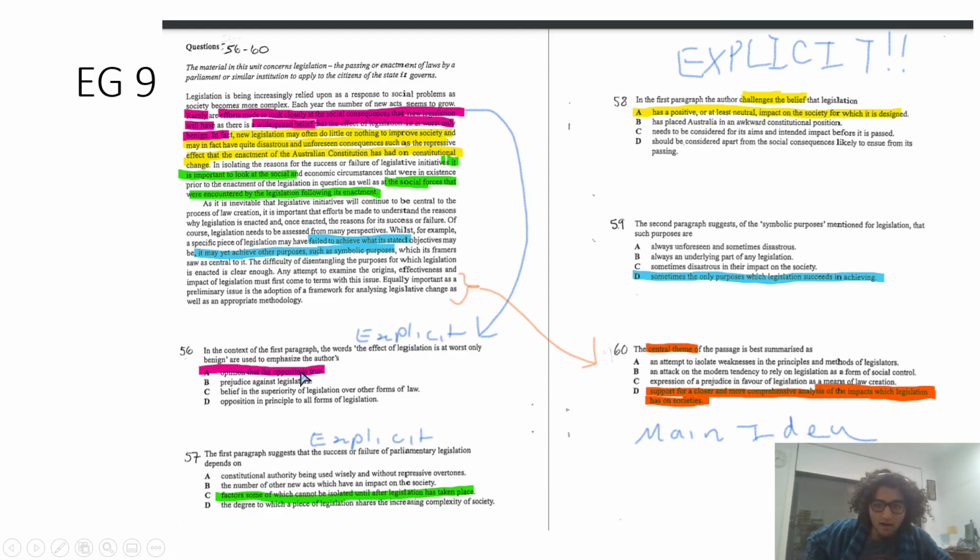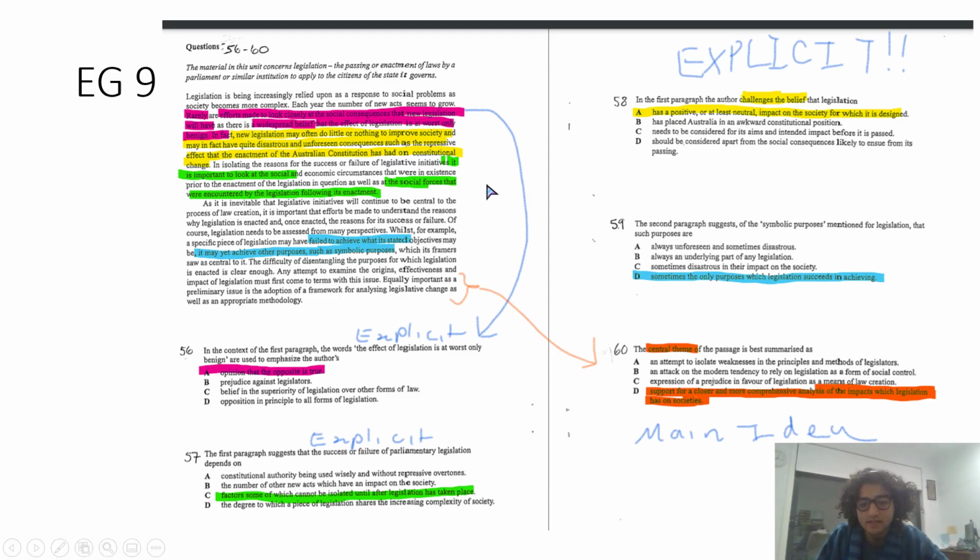This is what the author is saying: there's a widespread belief. But if you're talking about a widespread belief, he's not saying it's my belief, is he? So he's emphasizing that it's not his own. And it's explicit because the sentence before that, also highlighted, says this. So explicitly links this. B, prejudice against legislators, nothing. It doesn't say that at all. Not explicit. C, belief in the superiority of legislation over other forms of law, nothing. Not explicit. D, opposition in principle to all forms of legislation. Where does it talk about all forms of legislation? It never does. It's not explicit. A is right.